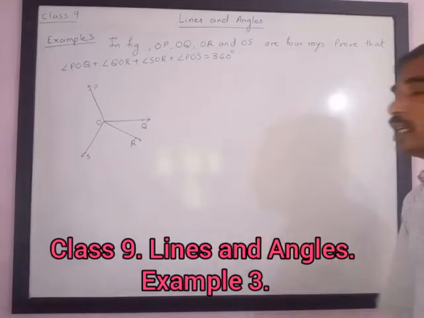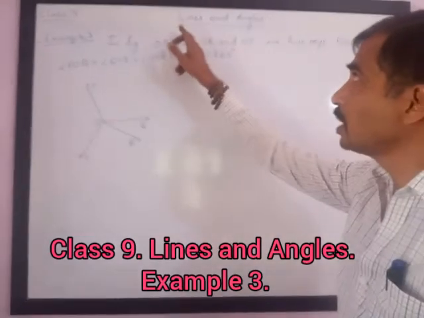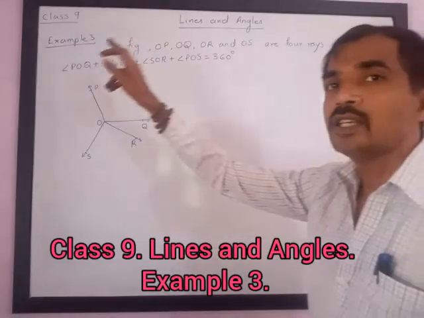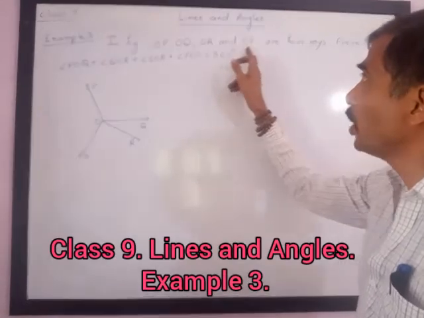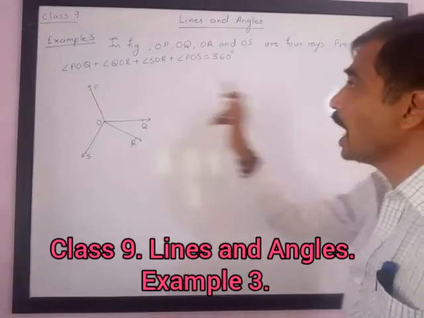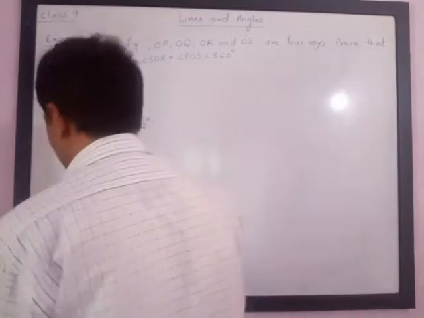Dear friends, in class 9, we have chapter 6, lines and angles. And short example number 3 is: in the figure, OP, OQ, OR, OS are 4 rays. Prove that angle POQ... Let us try to understand this.